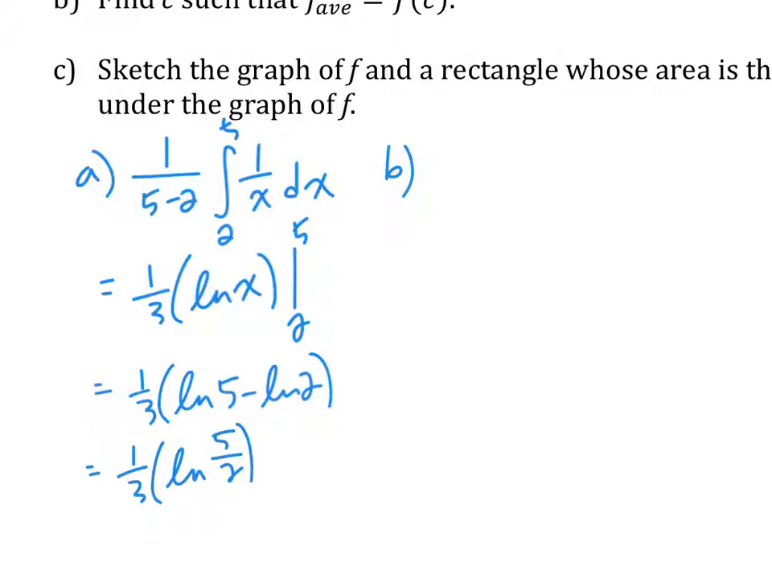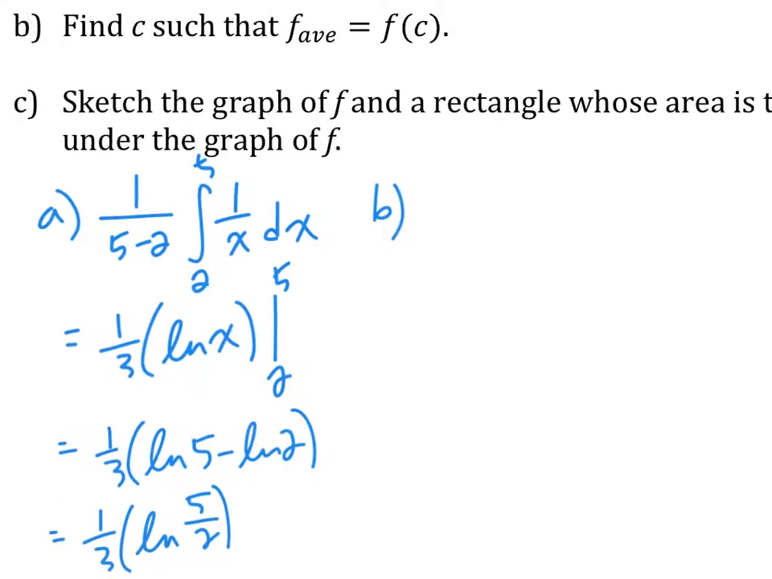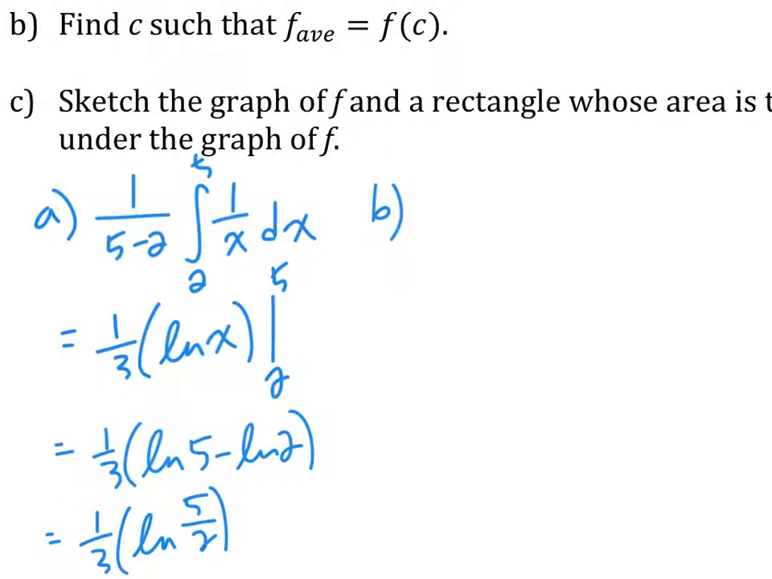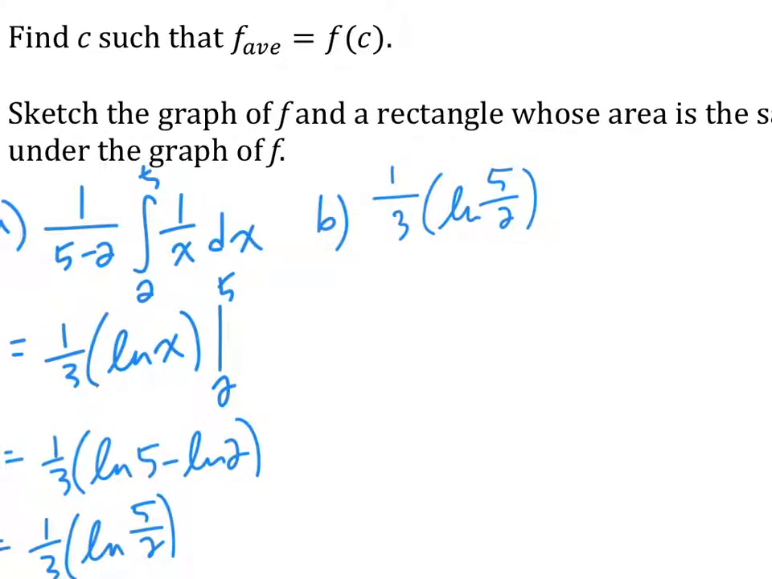B. Find the value c so that f average is equal to f of c. f average is this number. It has to equal f of c, 1 over x. So just use your calculator and solve. x is equal to 3.274.